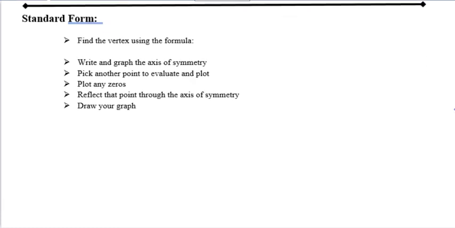Again, let's remind ourselves what standard form looks like: y equals ax squared plus bx plus c. And let's remind ourselves of finding the vertex using the formula negative b over 2a. The steps to graphing these using standard form are to first find the vertex using our formula, graph the axis of symmetry, pick another point to evaluate and plot it, plot zeros using our calculator, and then reflect points through the axis of symmetry. So let's take a look at our first example here.